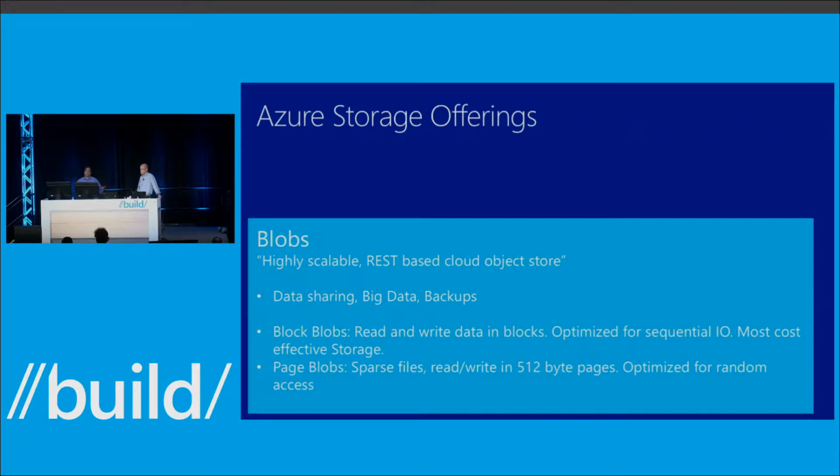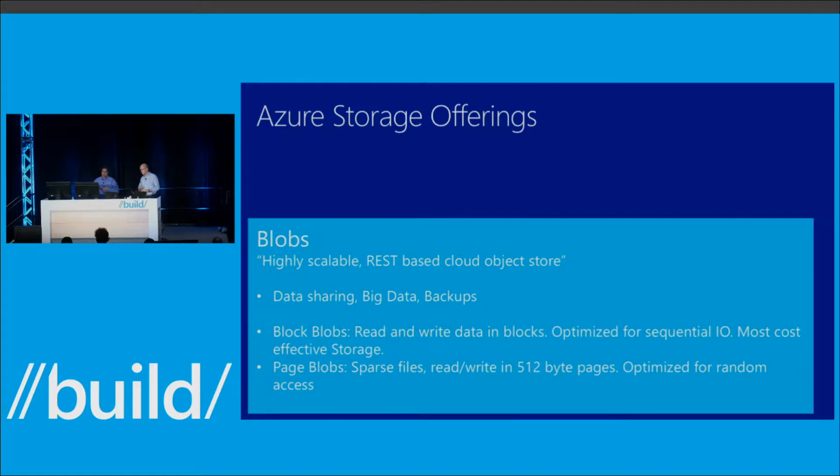There are two kinds of blobs. There are block blobs that are meant for sequential reads. So it's where you'd upload files, download files. It's typically what you would be using. There are also page blobs, which are sparse files optimized for random access, and they actually form the backbone of Azure Infrastructure as a Service data disks.